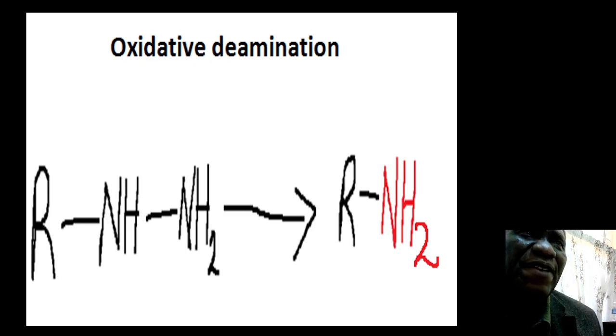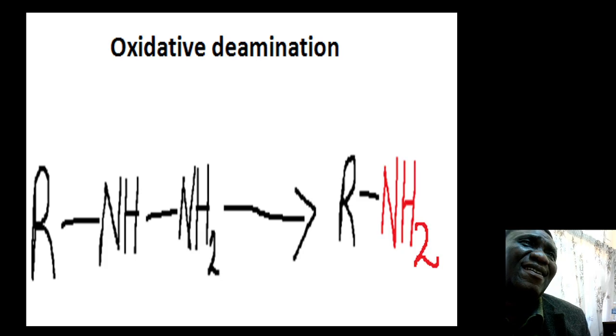Now, there are cases where you have two nitrogen atoms connected together, like in this one, where you have R, NH, then NH2. This can be converted to NH2 in red. It's known as oxidative deamination. The thing to remember is that there should be two nitrogen atoms joined together in any part of the molecule. Then you are sure you are going to get deamination, oxidative deamination.